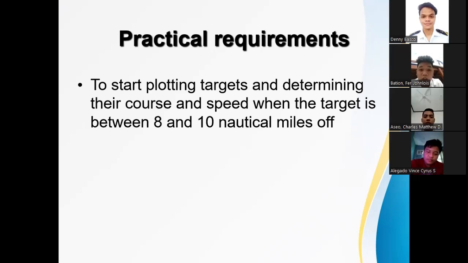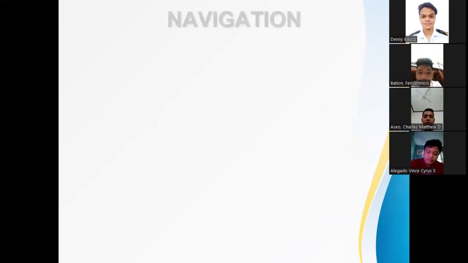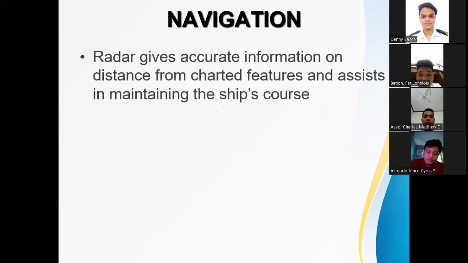Practical requirements. Start plotting targets and determining their course and speed when the target is between 8 and 10 nautical miles off. Next slide, please.